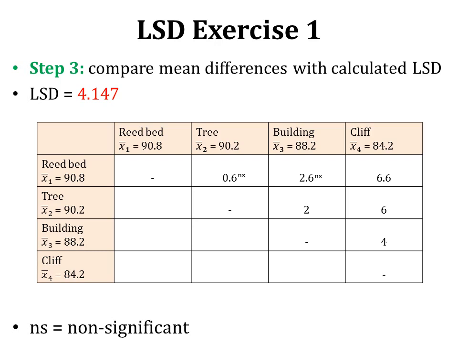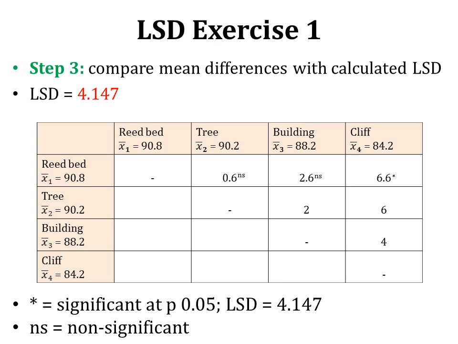Then we have the next pair, which is the pair of reed bed and cliff. The difference of 90.8 and 84.2 is 6.6, and we can see that this difference is greater than the LSD value of 4.147. So what we are going to do with that is, we are going to place an asterisk here. So an asterisk symbolizes that this value is significant at probability of 0.05, right? And in this case, it means that this difference between the mean pairs, 6.6, is greater than the least significant difference. Therefore, this difference is to be considered significant.